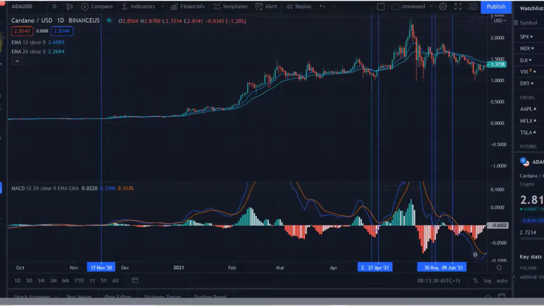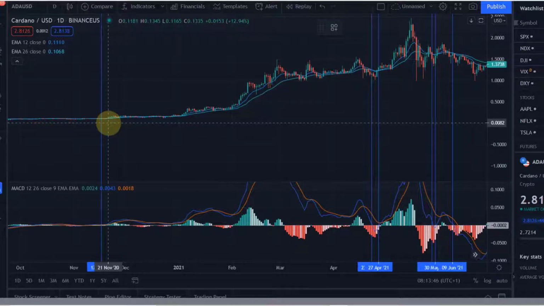But let's just assume we start over here, and this is the first crossover where we have the MACD crossing above the zero line. So this is then a bullish indication, and you could have entered a trade here, right?